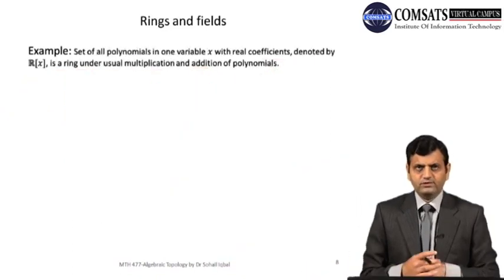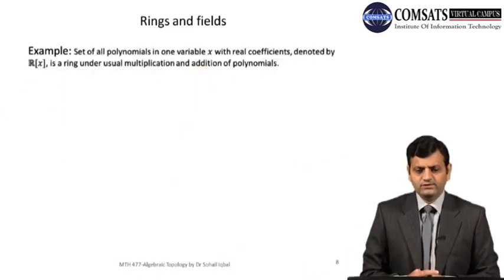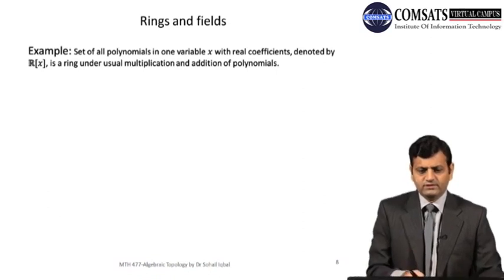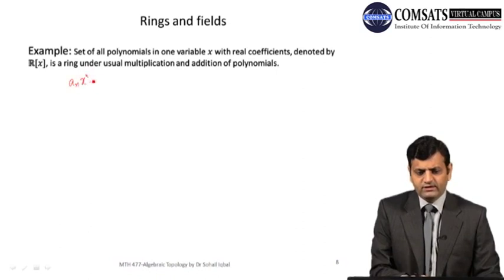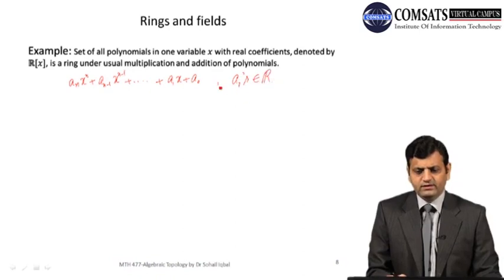Now consider this set of polynomials in one variable x with real coefficients. What is the general element of this set? a_n x^n + a_(n-1) x^(n-1) and so on, up to a_1 x + a_0, where these a_i are real numbers. So this is a general element of this set.